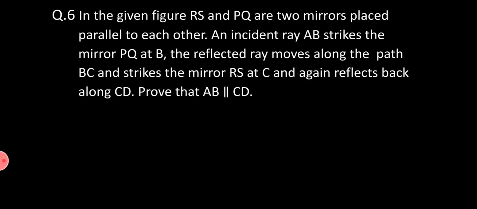And the last question of the exercise, that is question number 6. In the given figure, RS and PQ are two mirrors placed parallel to each other. An incident ray AB strikes the mirror PQ at B. The reflected ray moves along the path BC and strikes the mirror RS at C and again reflects back along CD. Prove that AB is parallel to CD.